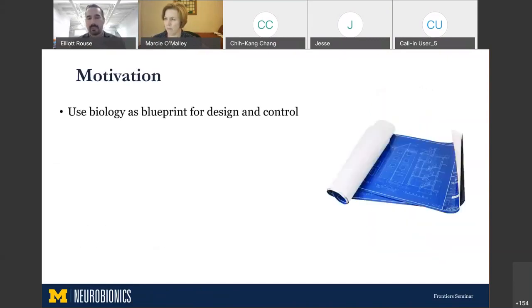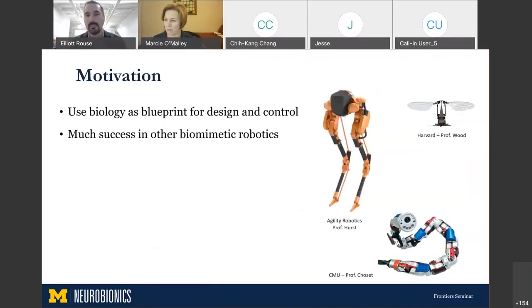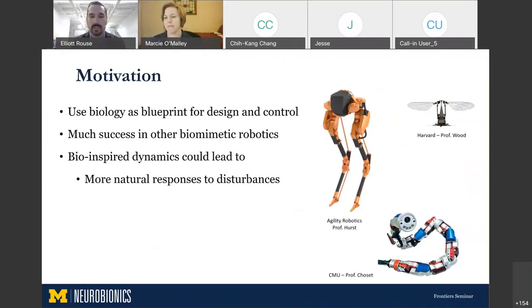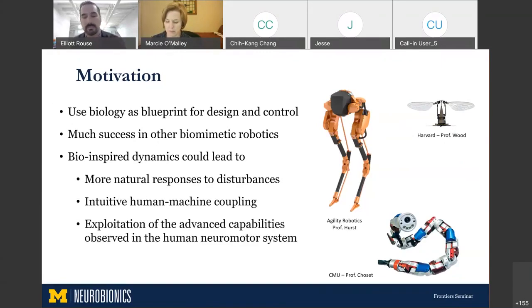We often, as roboticists, go back to biology as a blueprint for design and control. And we've really seen some amazing advancements in this space. An example is Agility Robotics by Professor Jonathan Hurst, the Cassie robot. I believe in wearable robotics, bio-inspired dynamics could lead to a more natural response to disturbances, a more intuitive human-machine coupling, getting away from the feeling of riding the technology that you're wearing, and ultimately exploitation of the advanced capabilities of the human neuromotor system.